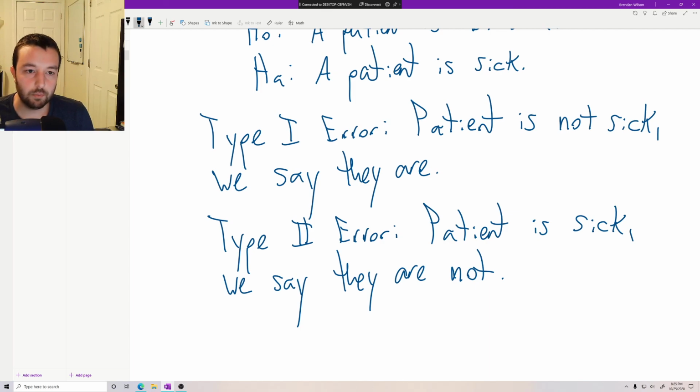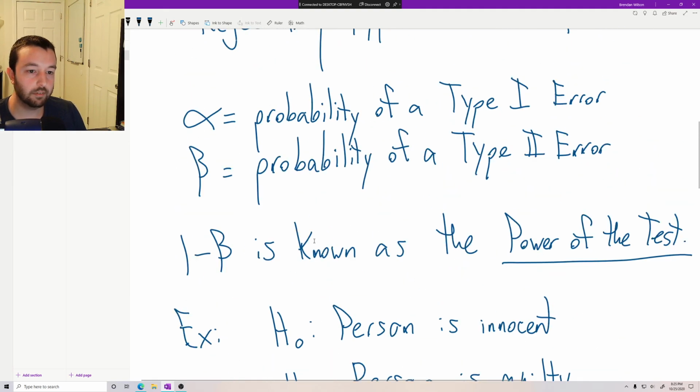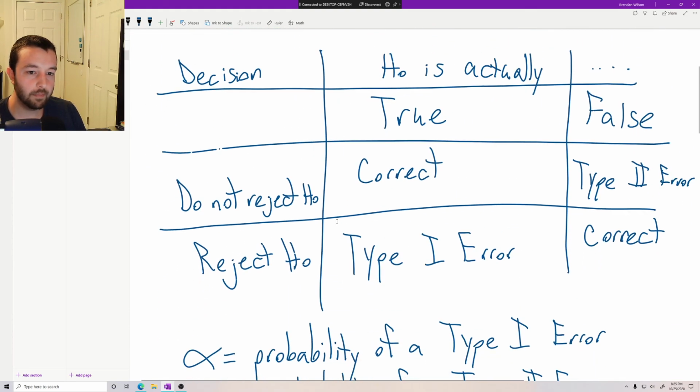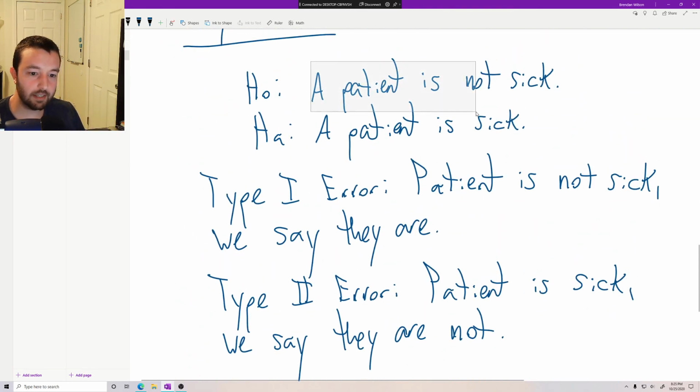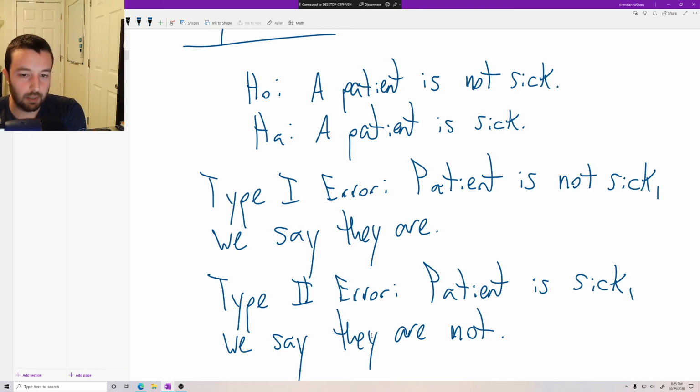So first, type 1 error is H naught is true, and we reject it, right? It's true when we reject it. So in this case, it would be the patient is not sick, but we say that they are sick. Type 2 error is that they are sick, we say they are not sick. Okay. So I think it's pretty clear here that type 2 would be worse, right?